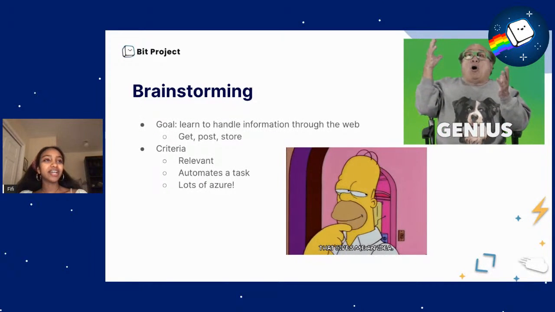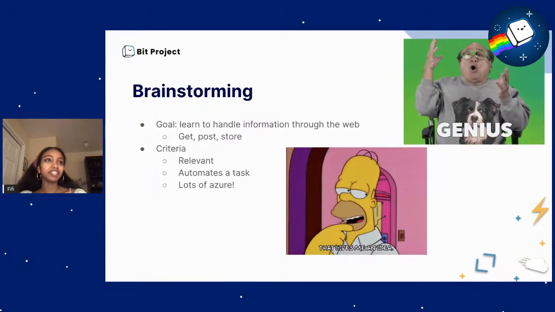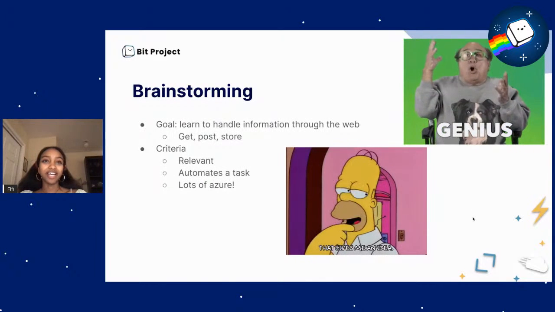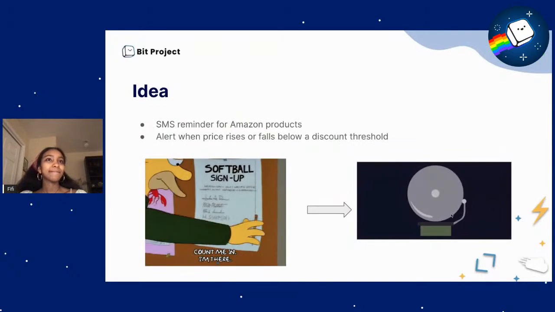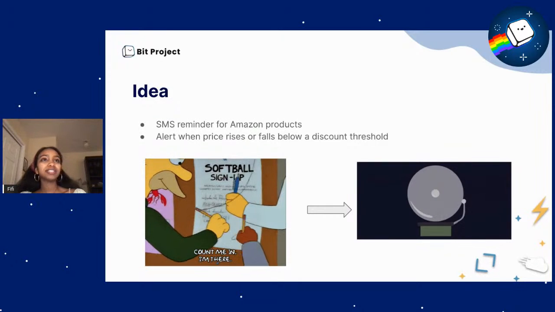A couple of criteria that I had for the actual project was that it would be generally relevant to a lot of people, automate a task, and use a lot of Azure. So the idea that I finally rested on was an SMS reminder for Amazon products, which would alert a user when the price rises or falls below a certain discount threshold.